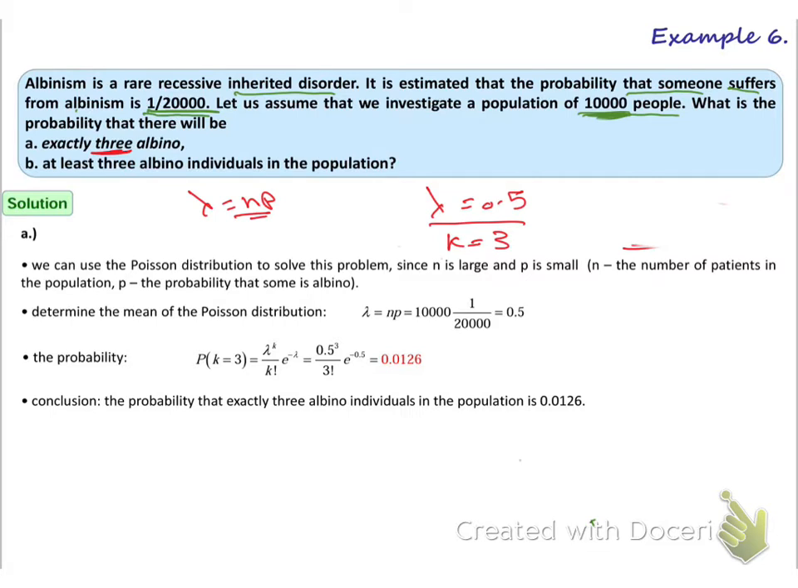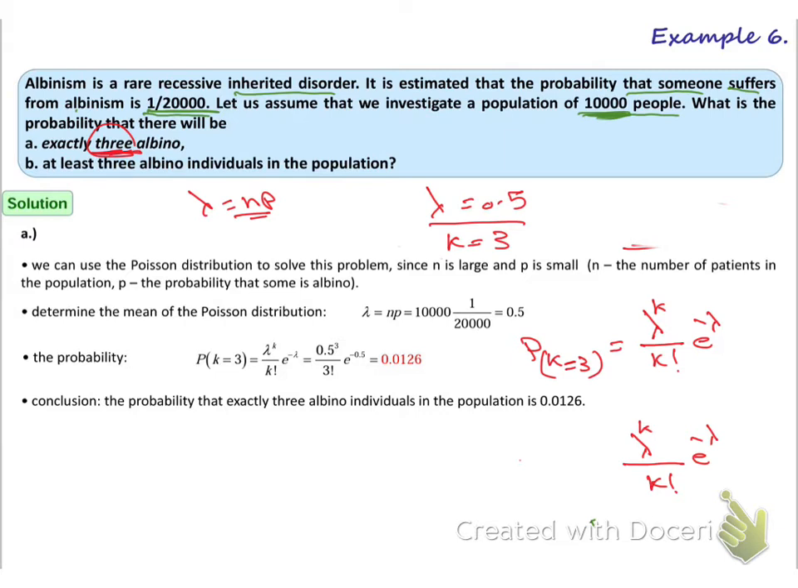Then I write the formula, the rule of Poisson law, and I calculate it. What the Poisson rule says is that the probability for K equals 3 equals lambda to the power K, divided by K factorial, times e to the power minus lambda. Don't forget the minus, the negative lambda. This is the way I remember it, but you have your own way of remembering it.